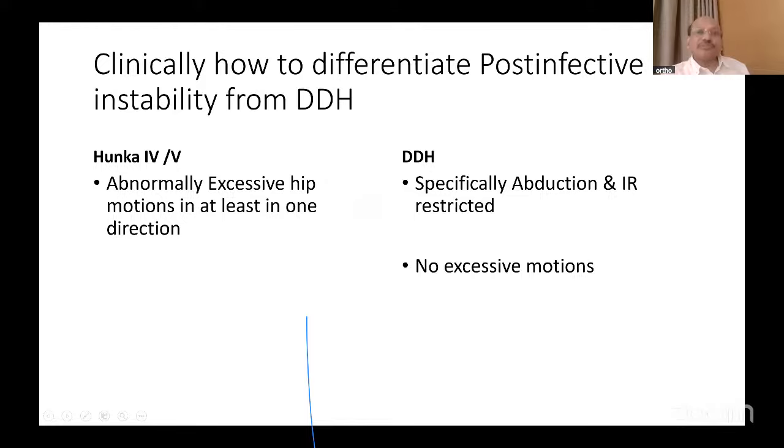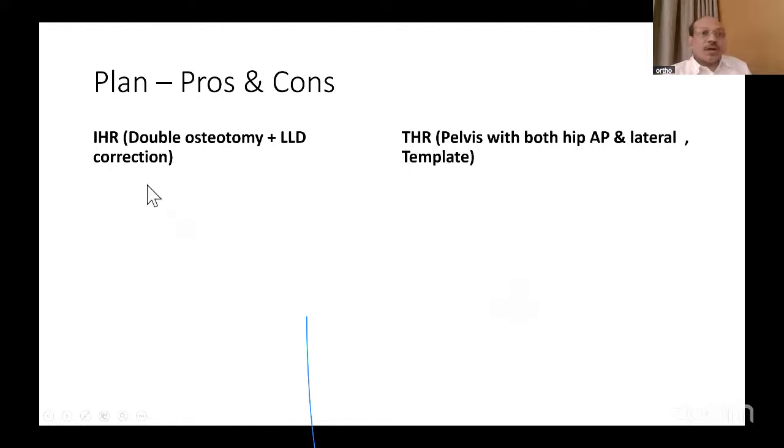How clinically you differentiate, that may come in the questions. How clinically you differentiate between the post-infective instability and DDH. So that is Hanka type 4-5 or DDH. There is abnormal excessive hip motion in at least one direction, which would be in favor of the post-infective instability, whereas in DDH the head is relatively present. There will be restriction of abduction and internal rotation, but there will be no excessive motions.